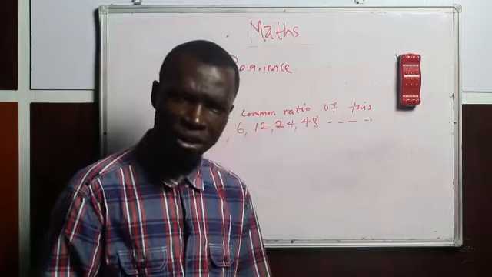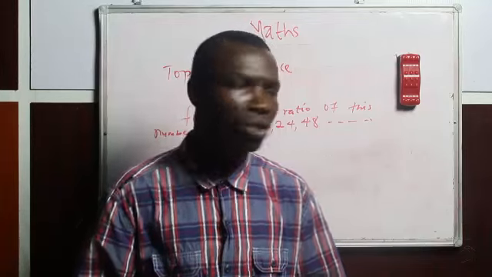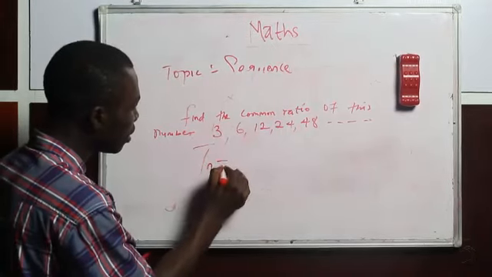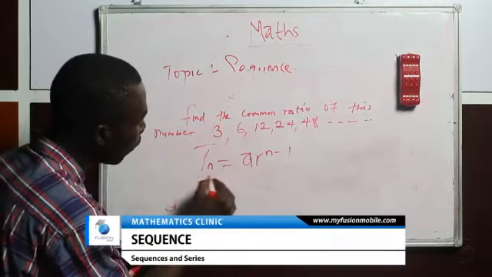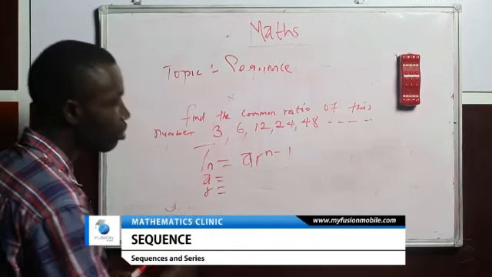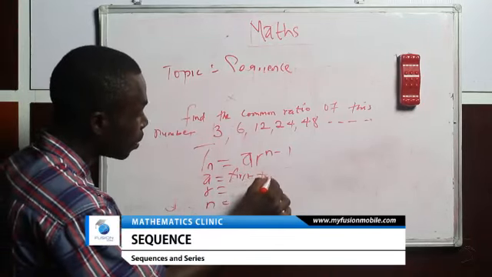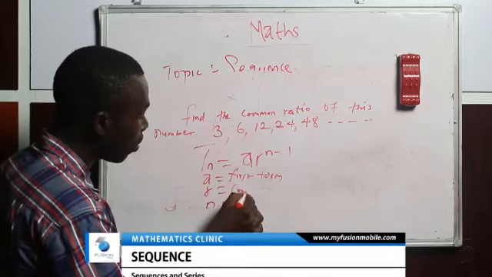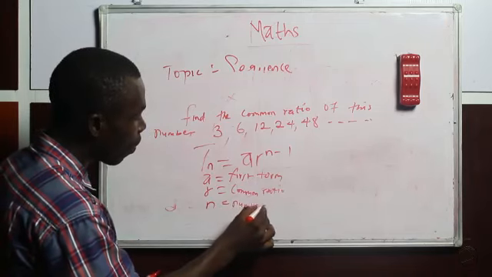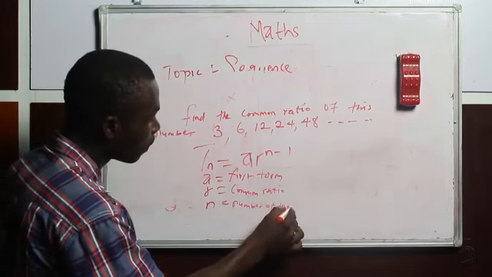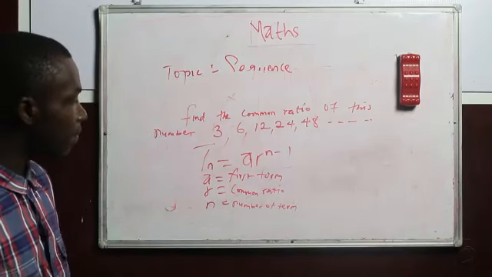How do we solve these questions? As I've given you the formula for a geometric progression, which is Tn equals a r to the power n minus 1, what is our a? Our a means the first term, remember? Our r means the common ratio, and our n means the number of terms.